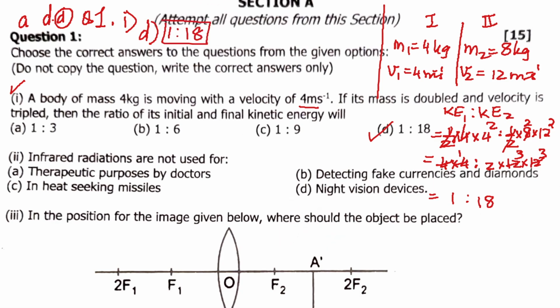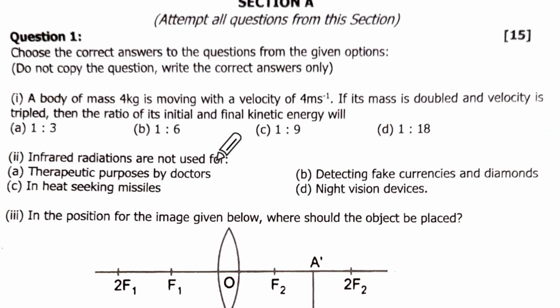Then we come to the second part. What is the second part saying? Infrared radiations are not used for. They are for this, yes, because of the heating effect. They are detecting fake currency and diamonds is UV, not infrared. Heat-seeking missiles, yes, infrared is connected with heat. Night vision, yes. So for the second one, it is B, which is detecting. Just now you write only B. In the exam, you have to write detecting fake currency and diamonds. Full form you have to write. Okay, let us come to the third one.